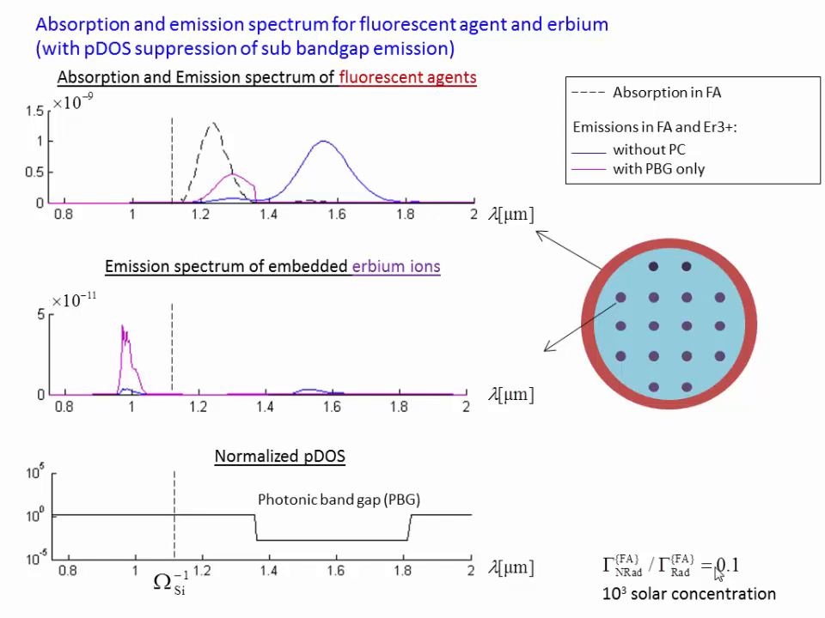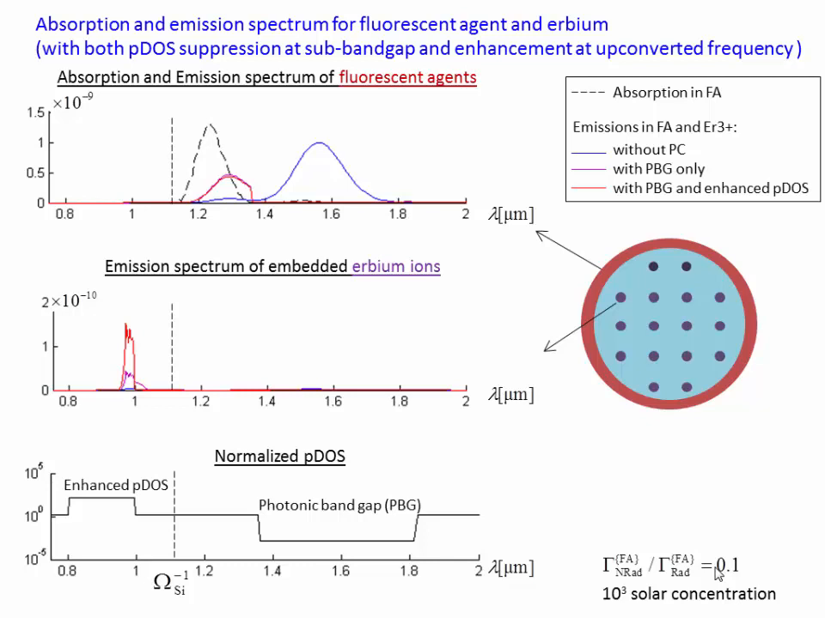And this reduction of emission means that the energy has to go somewhere, and it is transmitted into the erbium. So we can see that this emission line of erbium is much enhanced compared to the case without photonic crystal. Also, the emission spectrum of the erbium is above the silicon band gap. That means there is a large amount of upconversion happening in these erbium ions.